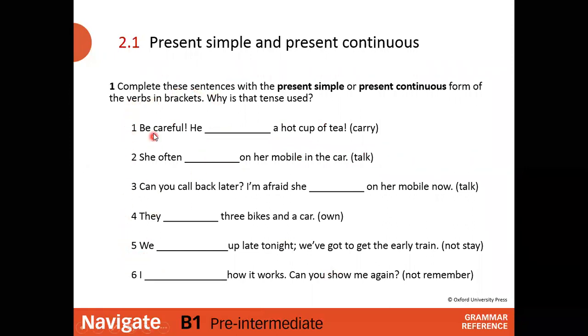Now you have 6 sentences here. You're going to complete these sentences with the present simple or present continuous form of the verbs in brackets. After completing the correct answer in the space, you should say why that tense is used. I mean, explain why present simple or present continuous is used. All right, you can pause the video now and do this exercise. After you finish, you can play it again and see the answers.